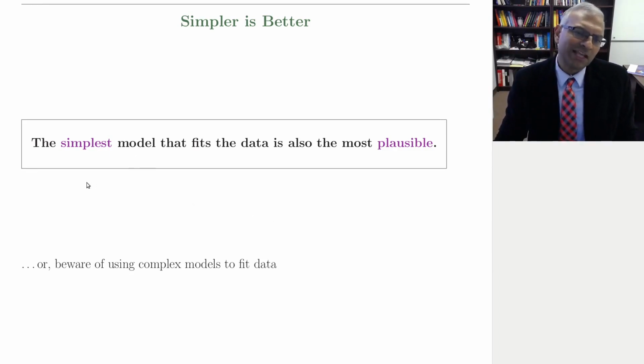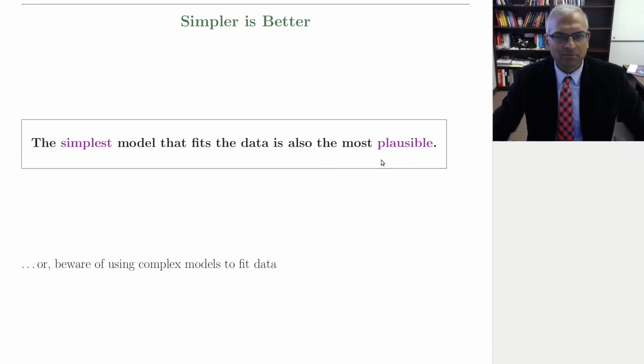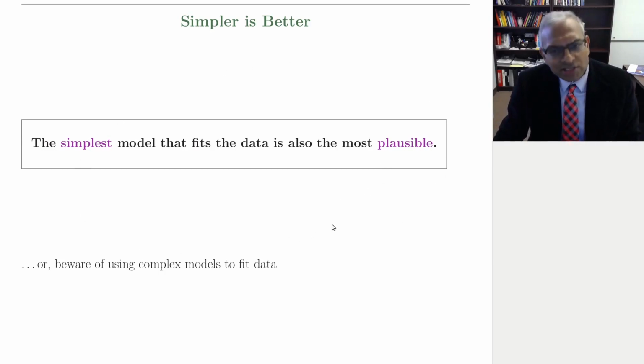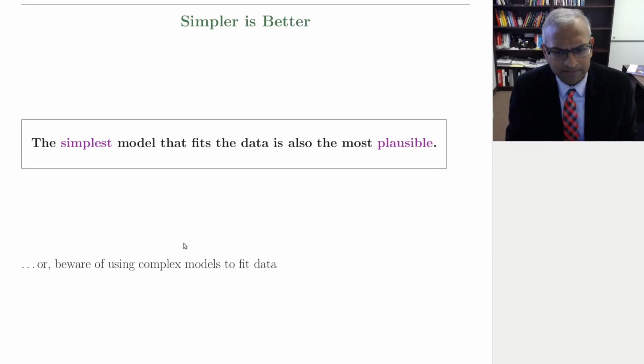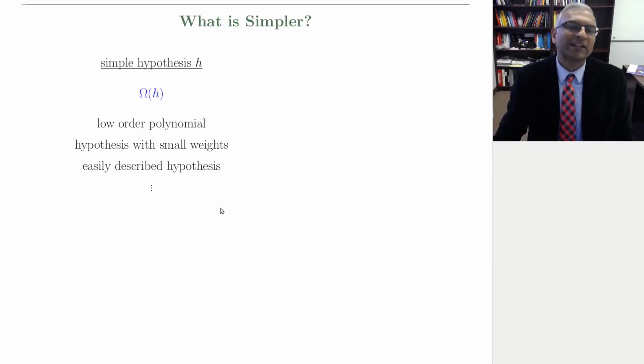Okay. Now let's nail down the simplest model. What does that mean? And let's nail down the most plausible. What does that sort of mean? And if we were to operationalize this principle, basically what we're saying is beware of complex models that fit the data. Okay, so now let's nail down simplest and plausible, and then let's look at a couple of examples. Okay. So what does simpler mean?